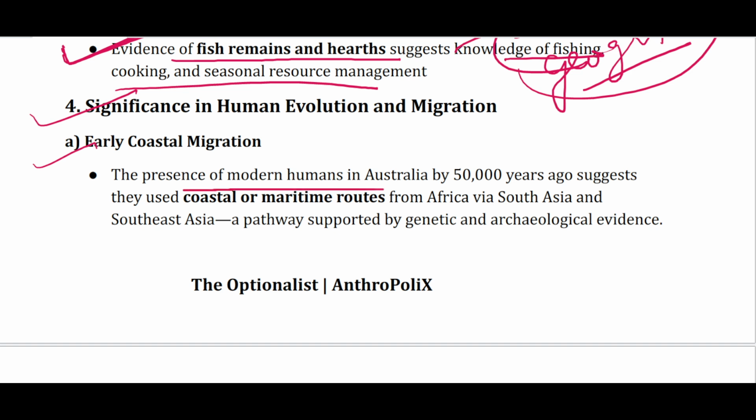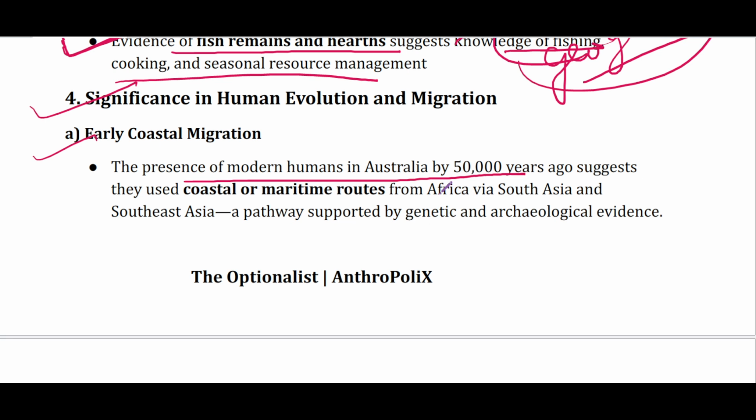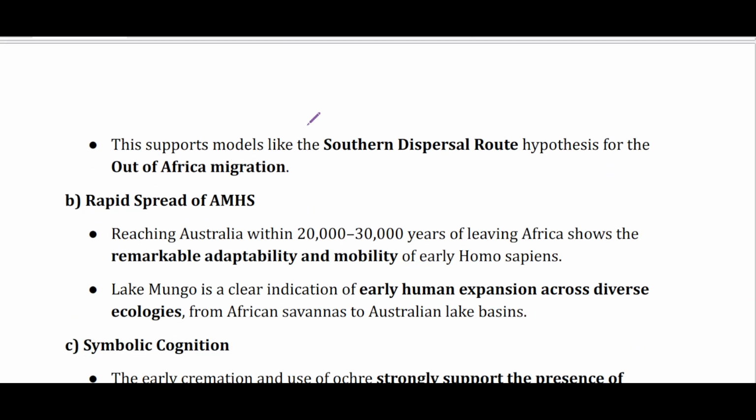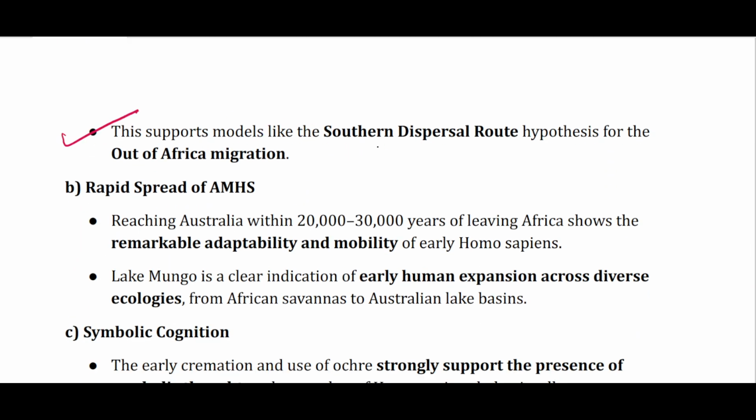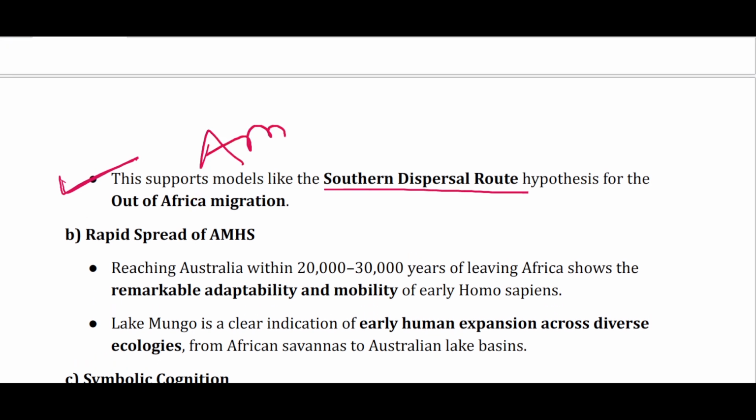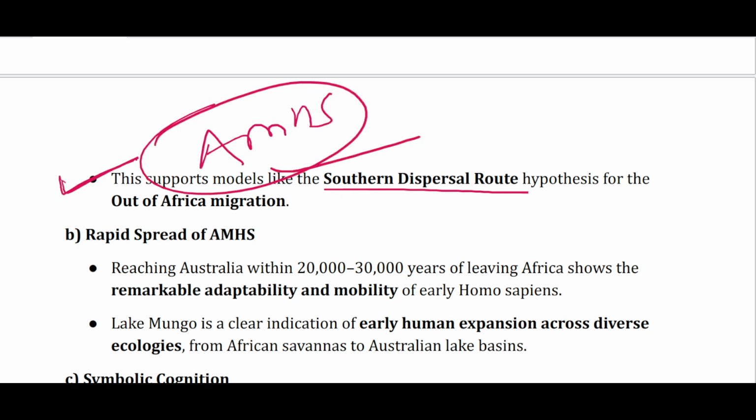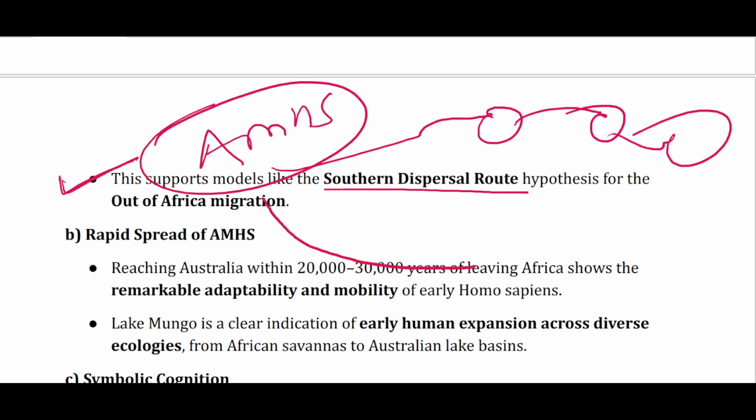So the presence of modern humans by 50,000 years ago suggests that a subpopulation of AMHS that moved out of Africa might have used coastal or marine routes from Africa via South Asia and Southeast Asia. Then this again supports the southern dispersal route, which is that जो AMHS हैं, when they moved out of Africa, जो कुछ वो सिनाई पेनिनसुला से यूरोप के अंदर, एशिया के अंदर, साउथ ईस्ट एशिया में, and another wave might have taken the oceanic route, the southern dispersal route.